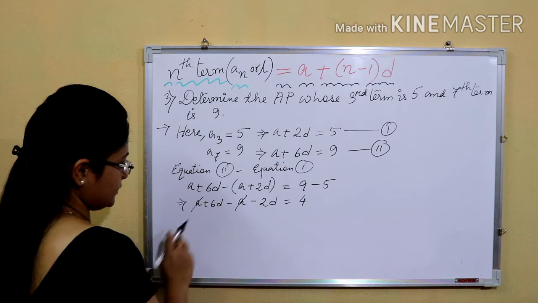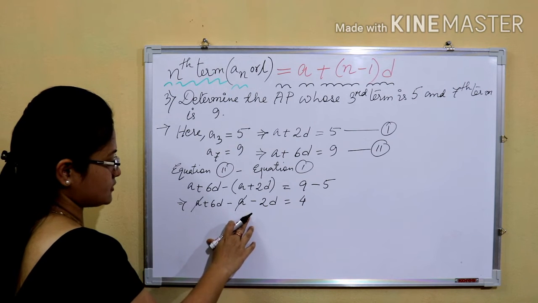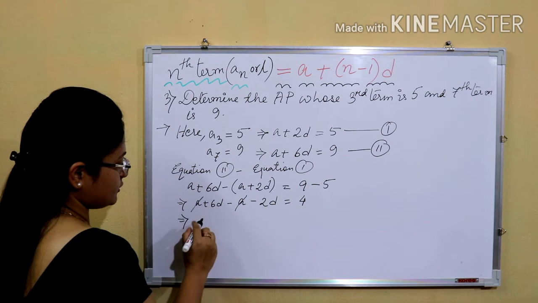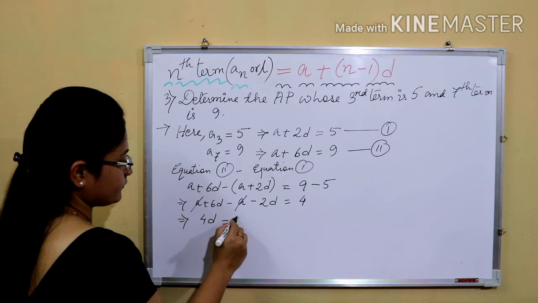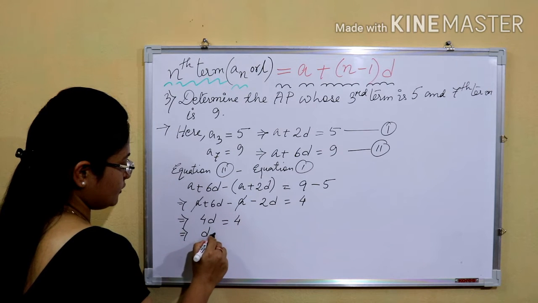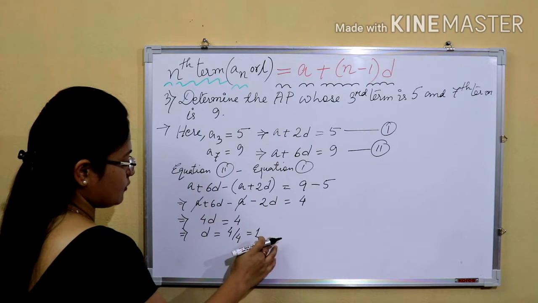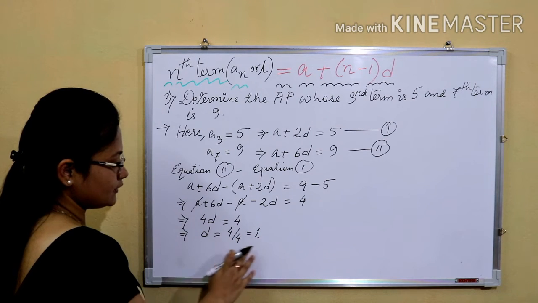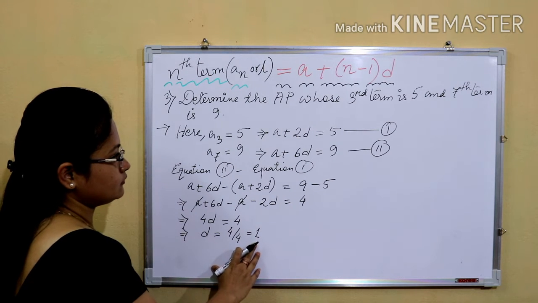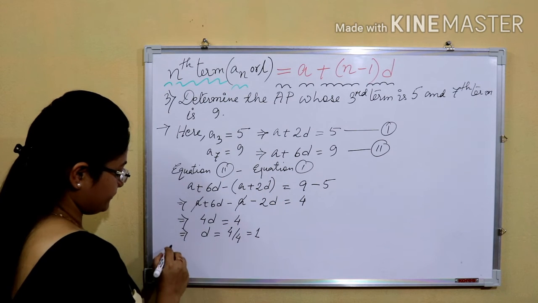A will be cancelled, positive and negative. The same term, positive and negative, can be cancelled. 6D minus 2D is 4D, which is equal to 4. So D is 4 divided by 4, which is equal to 1. So we got the D value as 1. If we put this D value in either of the two equations, we will get the value of A.